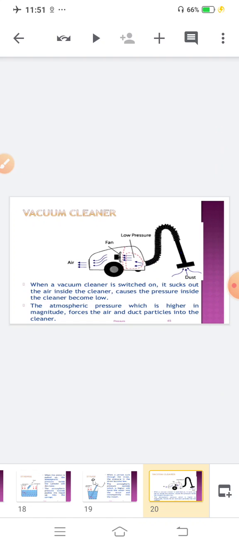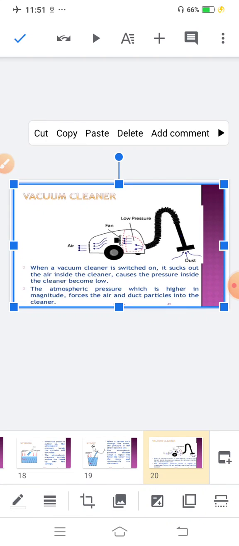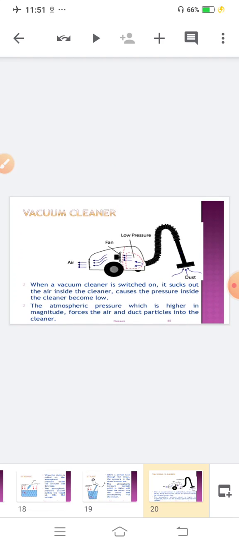So after this, our chapter is finished. After finishing the chapter, what will you know? Now you can say that you know force is a push or pull. The SI unit of force is Newton. Force acts when two objects interact with each other.